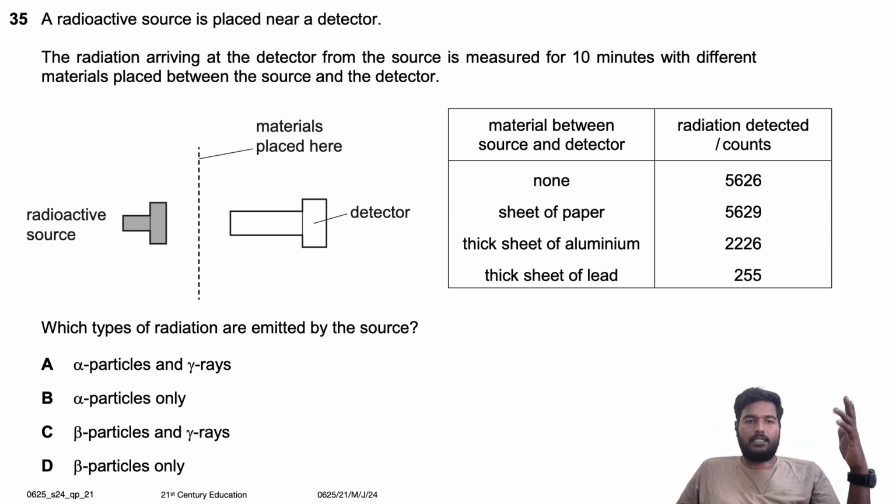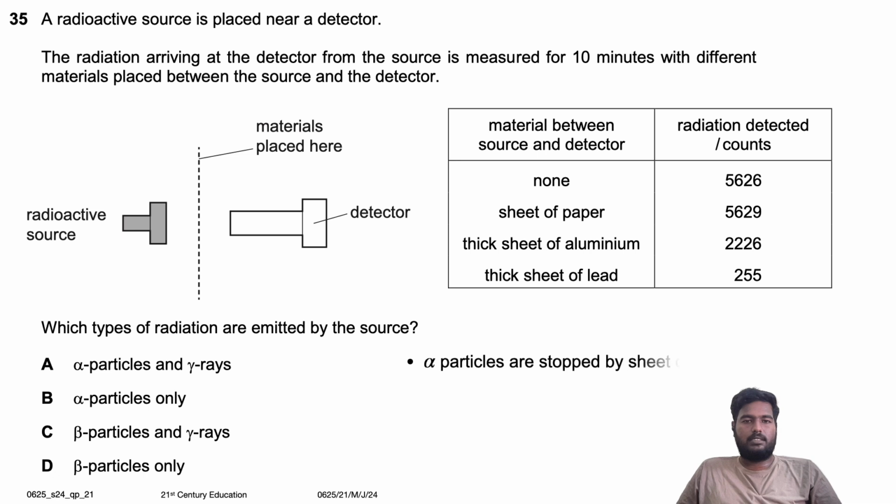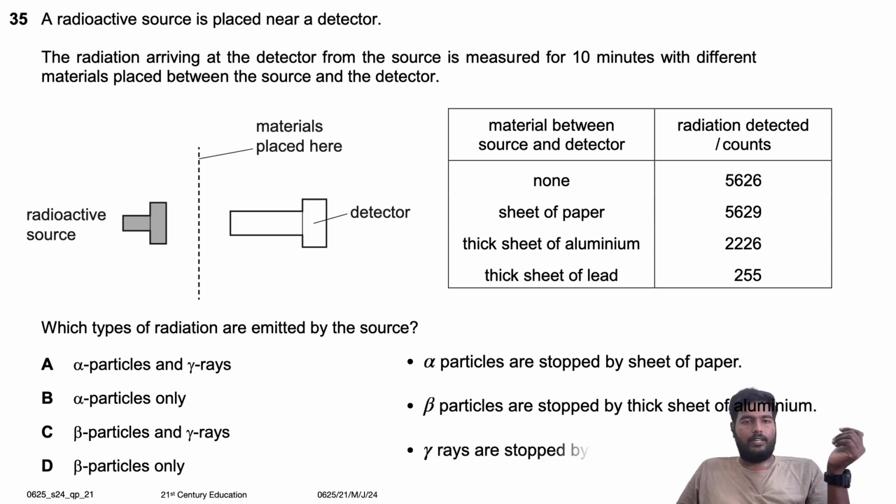So this means that there are no alpha particles, because alpha particles can be stopped by a small sheet of paper. So no alpha particles. Okay. Then if we introduce aluminum, we see about half the count, only 2226. So the presence of beta particles is there, and if we use a thick sheet of lead, then we are again seeing a decrease in count. So the presence of beta particles and gamma rays is evident from this experiment.